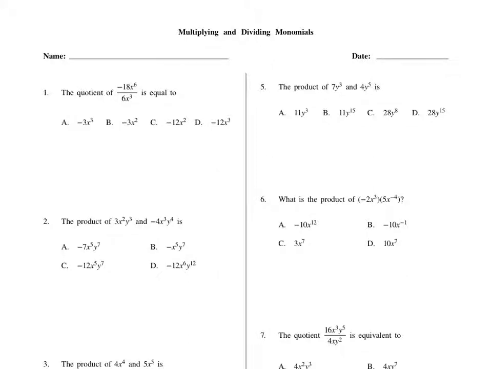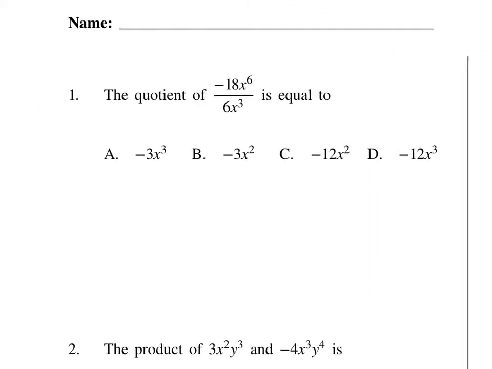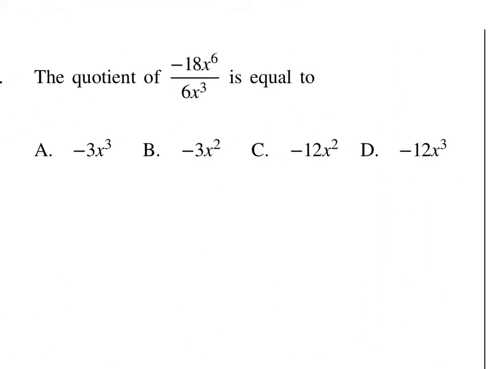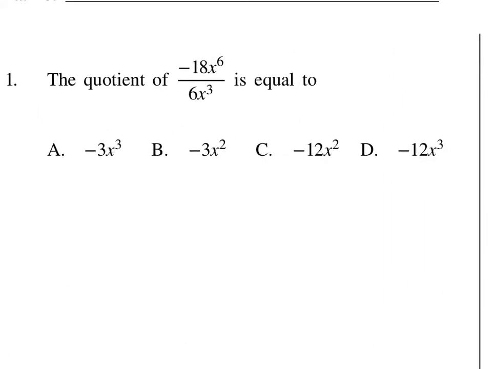Today, we're going to practice multiplying and dividing monomials. Let's take a look at question number 1. I can see that it says the quotient, which means the answer to a division problem, of negative 18x to the sixth divided by 6x to the third is equal to what?